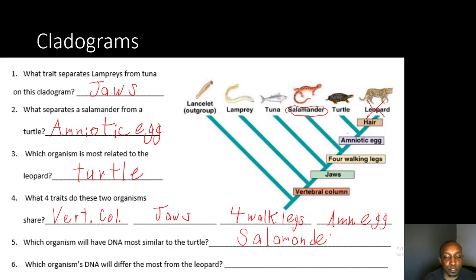And then number 6, which organism's DNA will differ the most from the leopard? If we notice, and I'll erase this so you can see, the leopard is on this side of the cladogram and it has all of these different traits. And the lancelot has none of these traits. It's on the opposite side of the cladogram. So since the leopard has all these traits and the lancelot shares none of these traits, the lancelot will differ the most from the leopard.